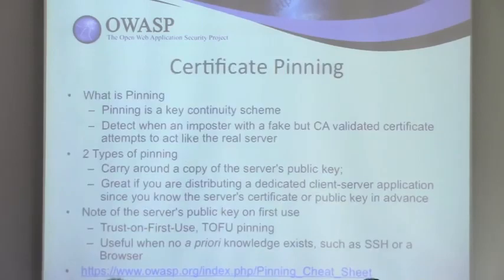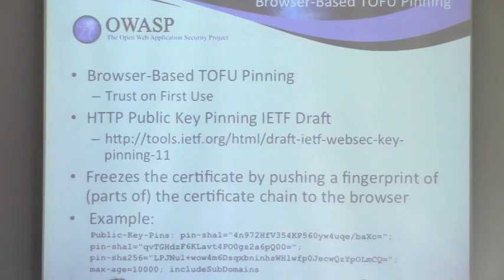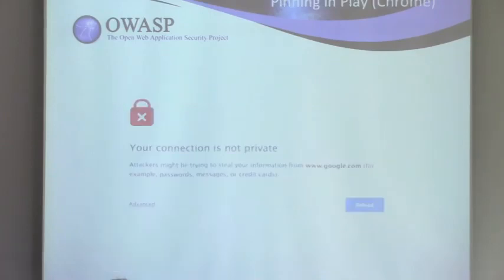We mentioned certificate pinning already, and we have even experimental IETF headers that Chrome and Firefox support to pin through the browser. And finally, browser error messages: when pinning is detected to be in play and the certificate's invalid, they say this, and they alert Chrome that this is happening and which authority did it. Your connection's not private. Attackers might be trying to steal your information from Google, for example, passwords, messages, or credit cards. So that's a really reasonable browser message.